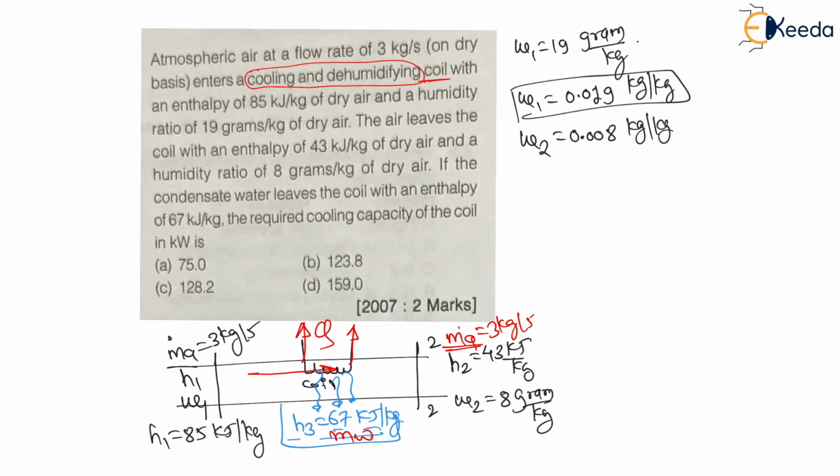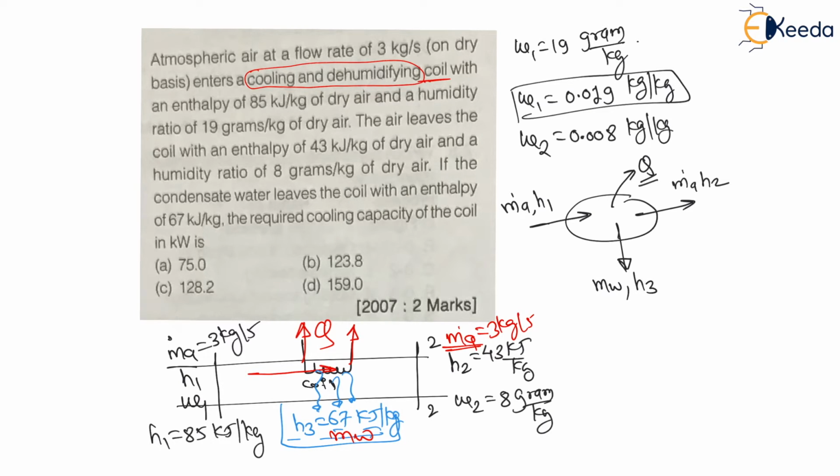Here if I consider one system, let's say this is the system. In this system some part is coming in at mass flow rate of air and some enthalpy H1, and some part is going out at mass flow rate of air and enthalpy H2, and some part is going out as mass of water with enthalpy H3, and some part is rejected in the form of heat. This will be the system. This cooling coil is rejecting heat. Now for this condensate water, there will be a mass of water and enthalpy H3, and air is going outside also, having enthalpy 43 kilojoule per kg.